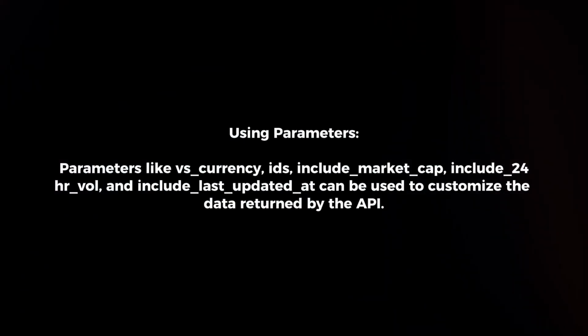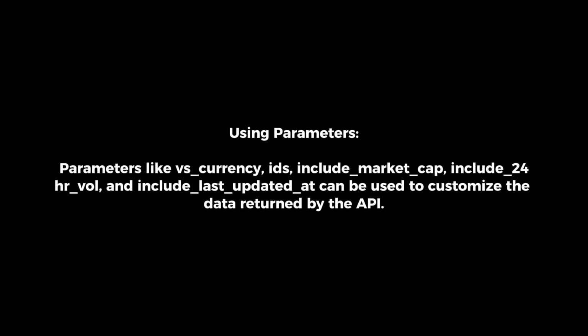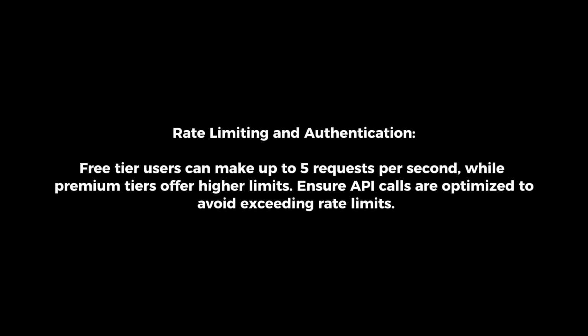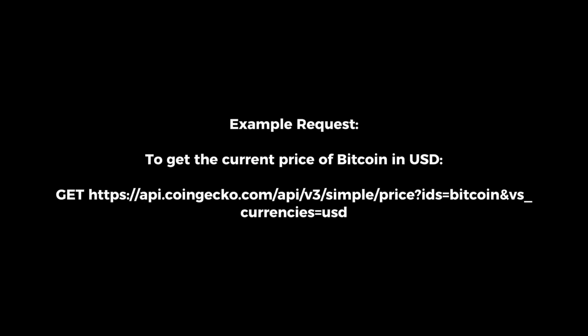Using parameters. Parameters like vs_currency, ids, include_market_cap, include_24hr_vol, and include_last_updated_at can be used to customize the data returned by the API. Rate limiting and authentication. Free tier users can make up to 5 requests per second, while premium tiers offer higher limits. Ensure API calls are optimized to avoid exceeding rate limits. Example request: to get the current price of Bitcoin in USD.